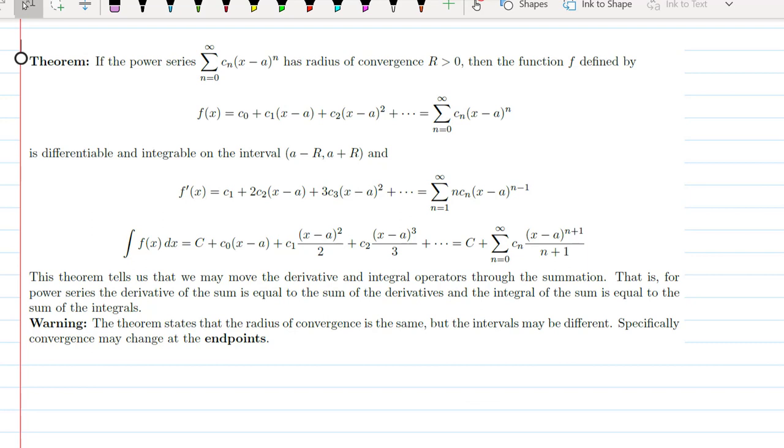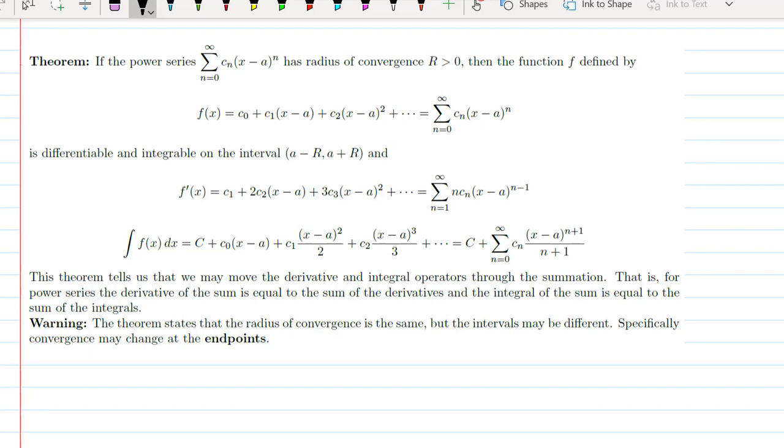If the power series, the sum as n goes from 0 to infinity of Cn times x minus a to the n has radius of convergence r greater than 0, then the function defined by that power series is differentiable and integrable on the interval of convergence, and the derivative is equal to the derivative of the power series, and the integral is equal to the integral of the power series term-wise.